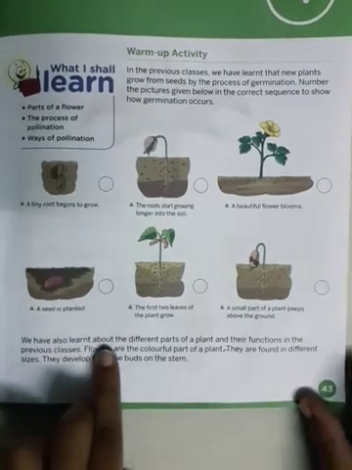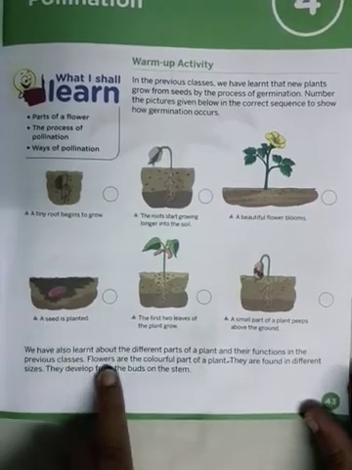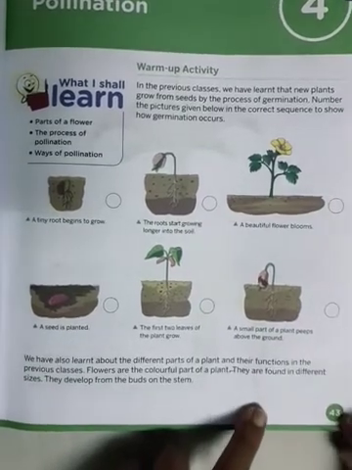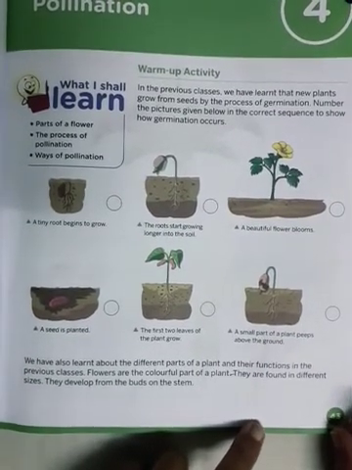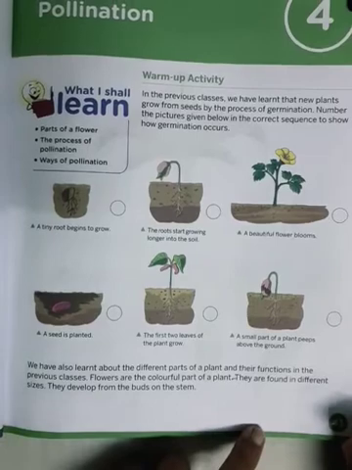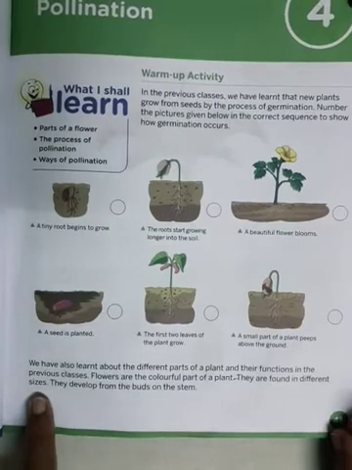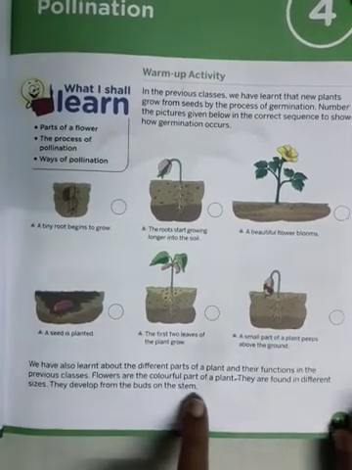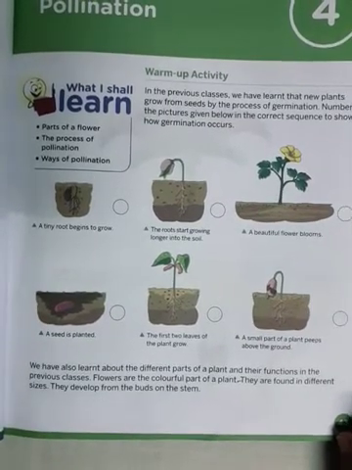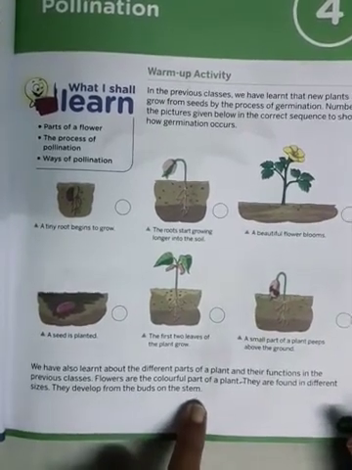We have already learned about the different parts of a flower and their functions in the previous classes. Flowers are the colorful part of a plant. Children, flowers are also known as bloom or blossom, are the most beautiful and colorful part of a plant. Okay? They are found in different sizes. They develop from the buds on the stem. You also must have seen flowers of all sizes, yes? And how do they develop? They develop from the buds on the stem.